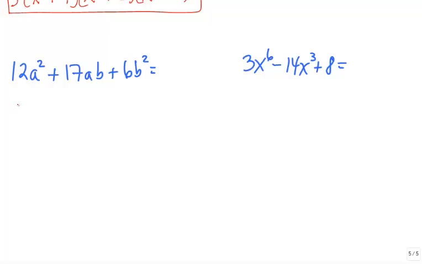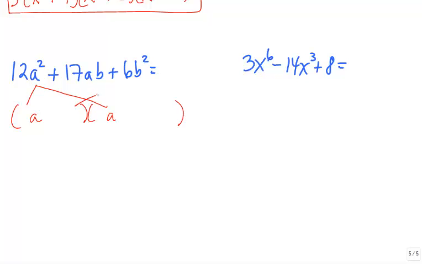So what I'm going to do is 2 sets of parentheses. In the first positions, I need 2 things that multiply to a 12a squared. Well, I know I have to have a times a. But there's multiple ways to get 12. There's 2 times 6, there's 3 times 4, there's 1 times 12. So there's lots of possibilities there. So let me hold off on writing those down for a minute.